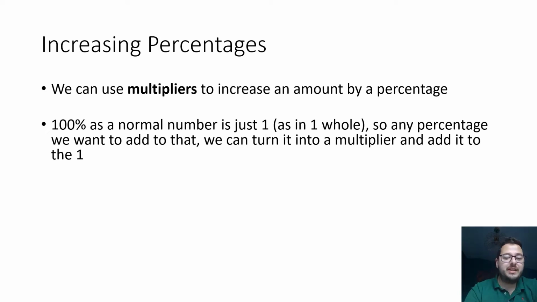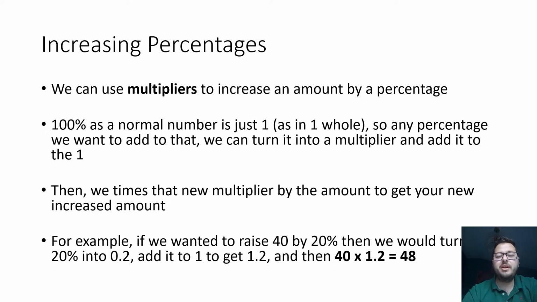the 1. So for example, if we wanted to raise 40 by 20%, then we turn 20% into a multiplier, which is 0.2. You just divide it by 100, get your multiplier like we've done before, and then you stick it onto the 1. So instead of 1, it's 1.2, and then you times that by the amount to get your increased amount. So just to recap, you're starting off with 1, which is the whole thing. Whatever you want to increase it by, divide that percentage by 100 to get your multiplier, add it onto the 1, and that's your new multiplier. When you times it by the amount, that gives you your increased amount.